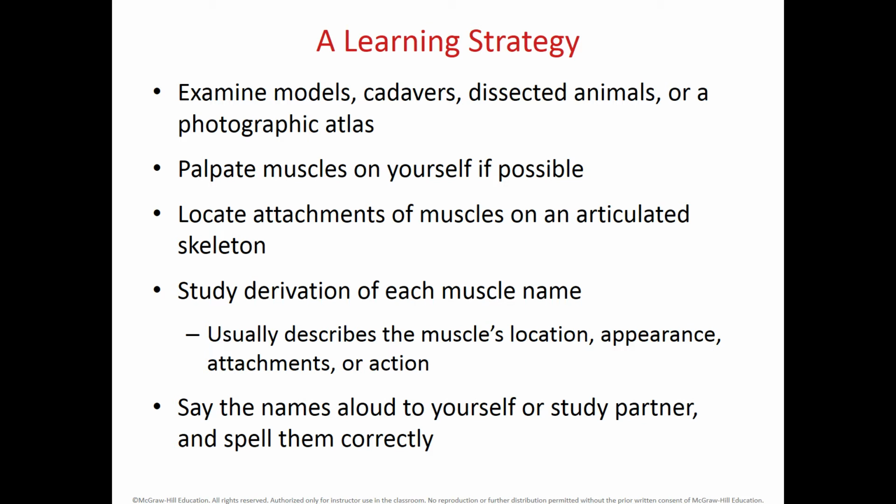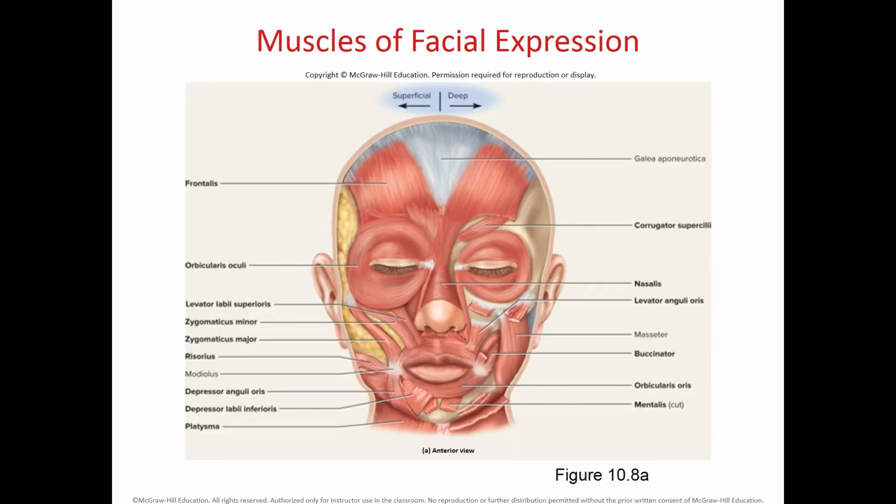Also say the names aloud to yourself or a study partner, and if it's hard to remember, spell the terms that you cannot pronounce. Silent pronunciation is not nearly as effective as speaking and hearing the names. And as we mentioned in the previous slide, there is a site you can visit for looking at the pronunciation of the names.